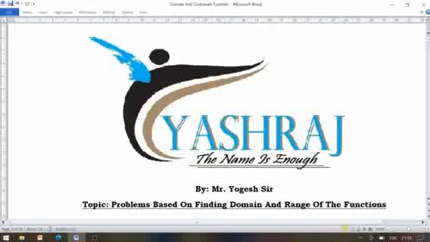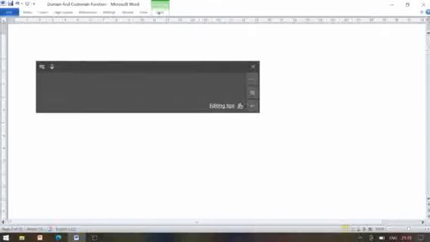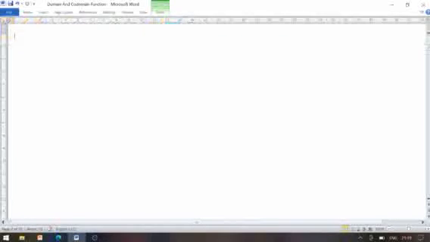So in this lecture we are going to discuss problems based on finding the domain and range of the function. The first problem is of the form: find the domain and range of the function f of x equals root of 25 minus x square.